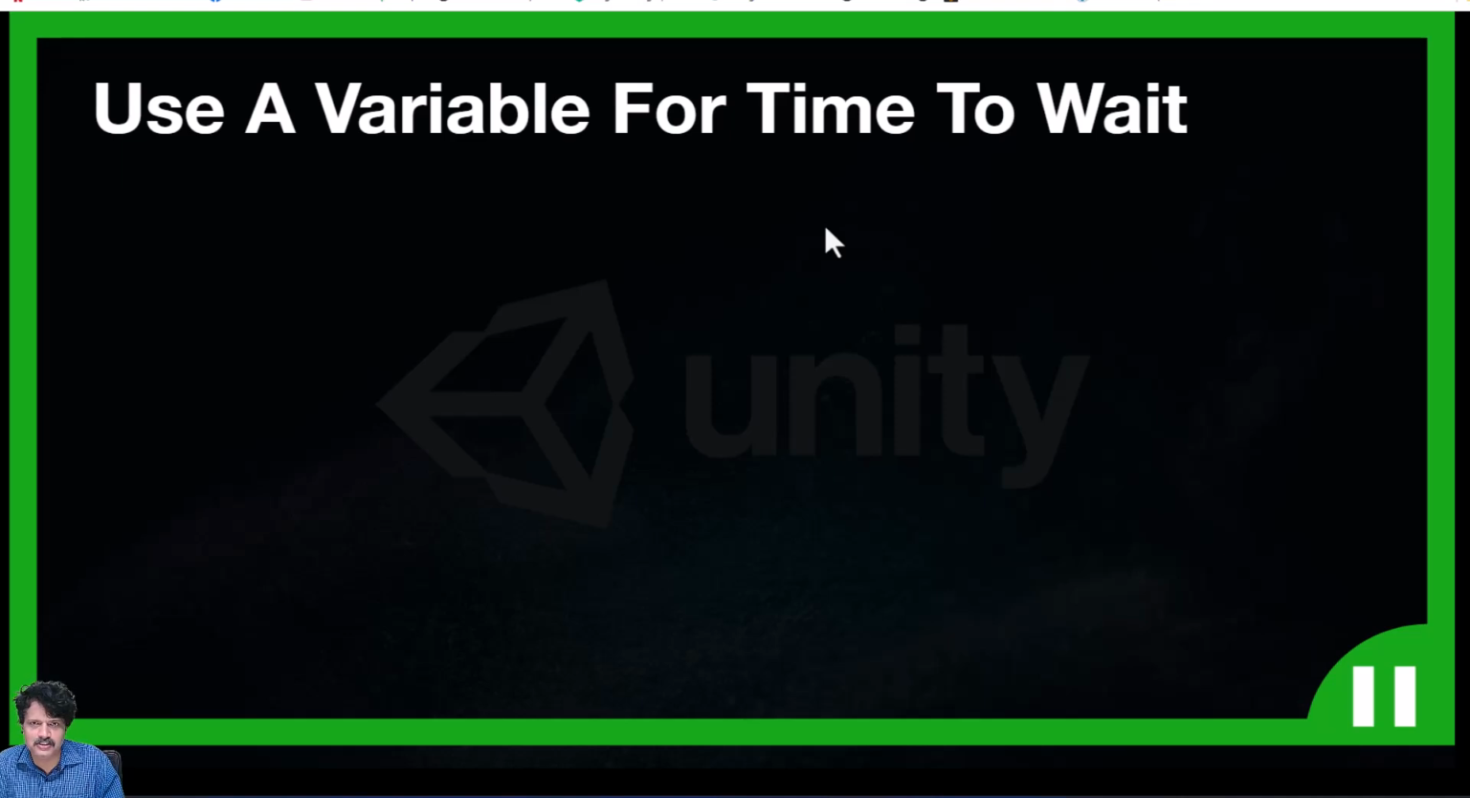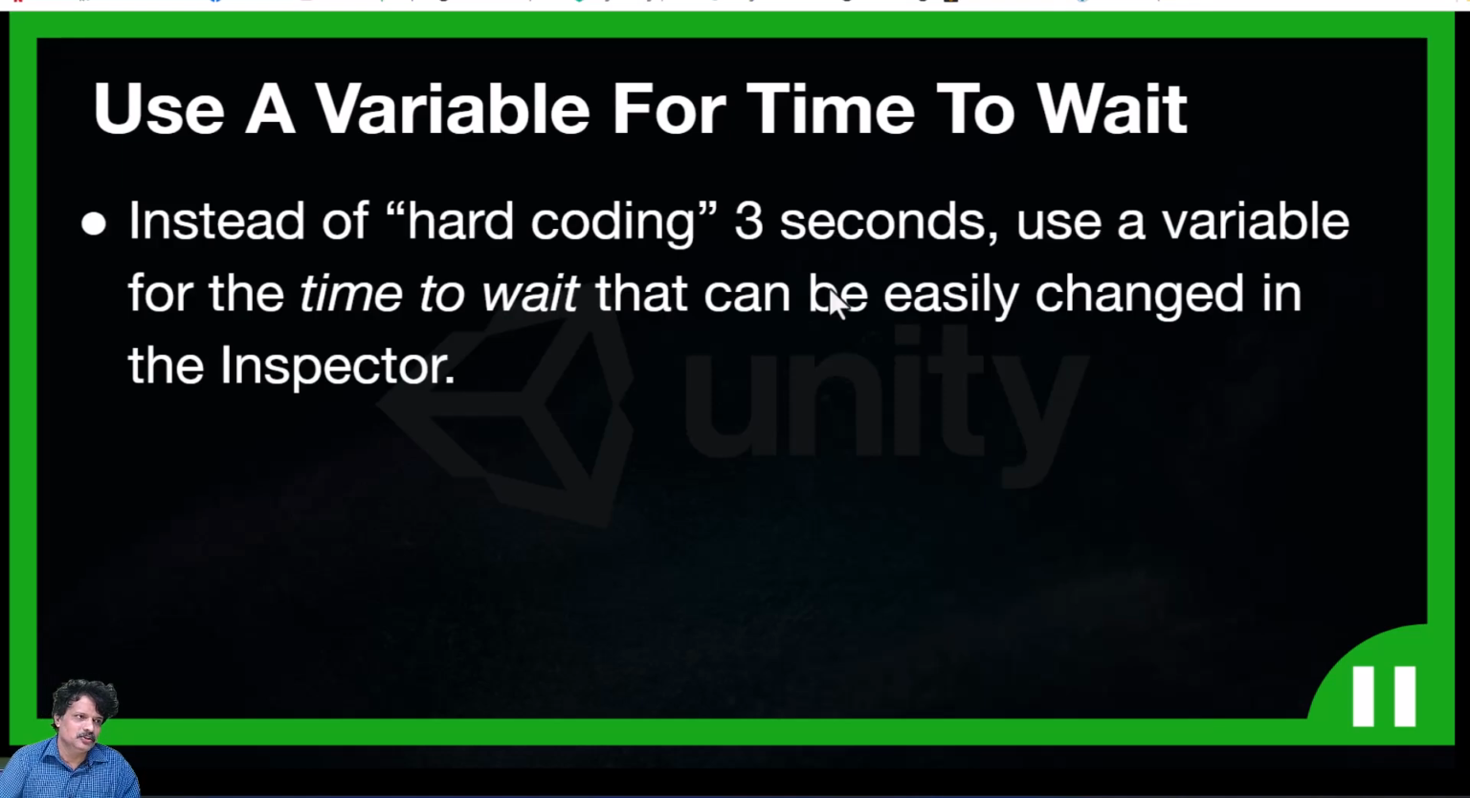If he has to change it, every time he has to come to the code, change it, and recompile it. Now the challenge for you is, I want to replace the number 3 with a variable, and I want this variable to be available in the inspector. So instead of hard coding 3 seconds, use a variable for the time to wait that can be easily changed in the inspector. This is the challenge for you. Stop the video and try to actually implement it.